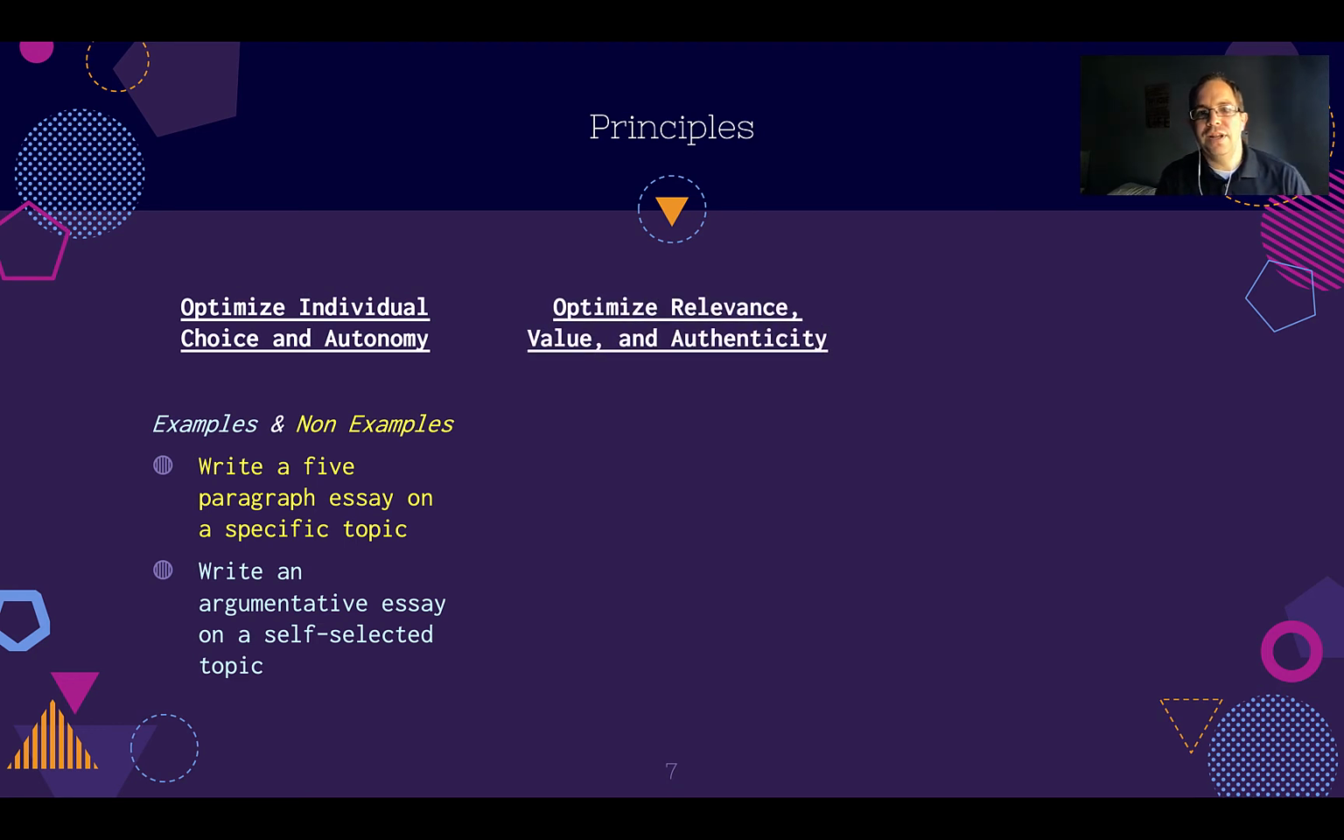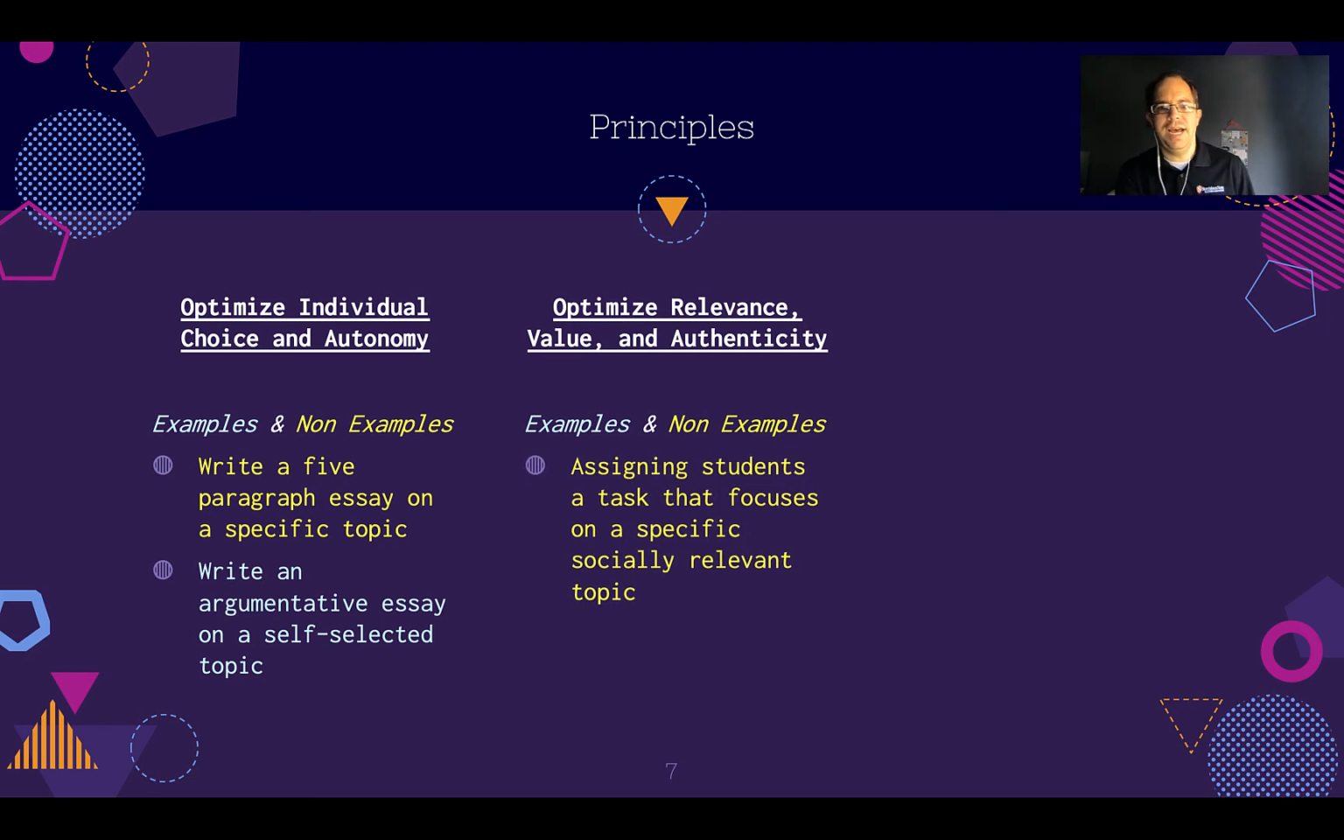Okay, optimize relevance, value, and authenticity. Okay, so non-example. Assign students a task that focuses on a specific socially relevant topic, right? So you're like, oh, I'm really, really interested in this topic. So we're gonna go in and we're gonna have students work on this topic. Now again, sometimes the content drives that, but there are a lot of standards that are very open about the content. So I think going back to English, there is an actual standard where they need to write. Doesn't say what they have to write. And maybe as you look at your curriculum, yes, there is a certain skill or standard, but maybe it doesn't assign the topic per se.